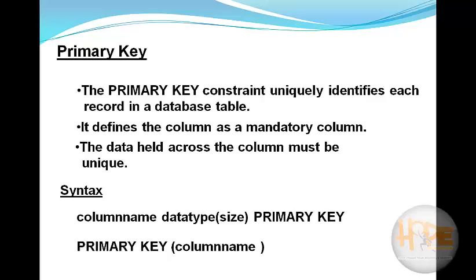A single column primary key is called a simple key and a multi-column primary key is called a composite primary key. The main function of a primary key in a table is to uniquely identify a row. We can define a primary key constraint at the column level or a table level. For column level, the syntax is given, that is column name, data type, size and primary key. Primary key is a keyword. In table level, primary key and column name.